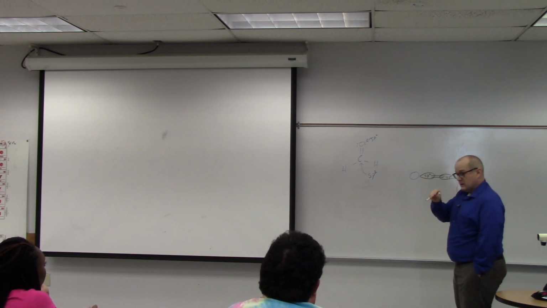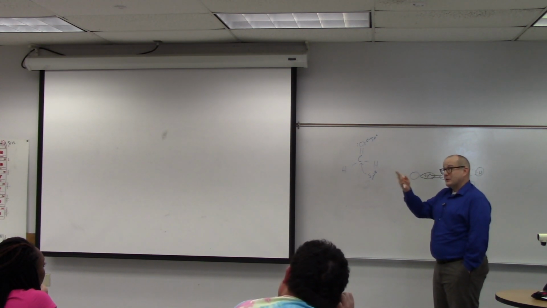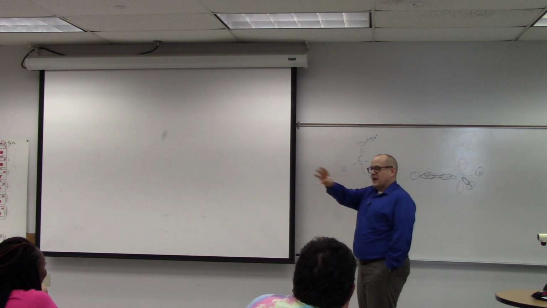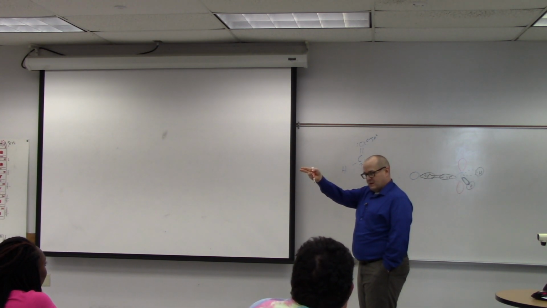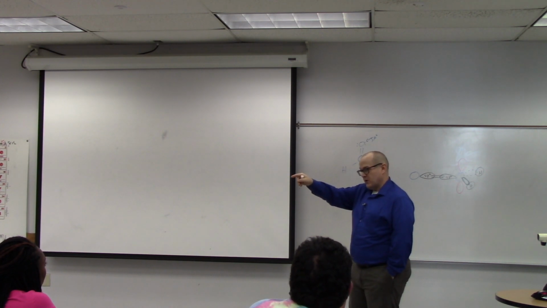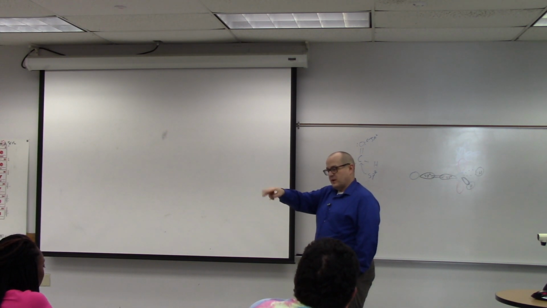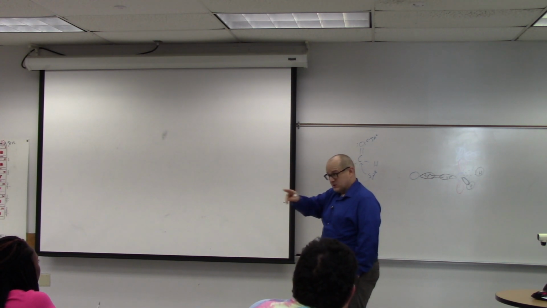Everybody agree? Why? Because sp3 is s1p3. Add up the numbers: 4. How many sp3 orbitals are there? 4. sp2 is s1p2. Add up the numbers. How many sp2 orbitals are there? 3. sp is s1p1. Add up the numbers. How many sp orbitals are there? 2. See how that works?